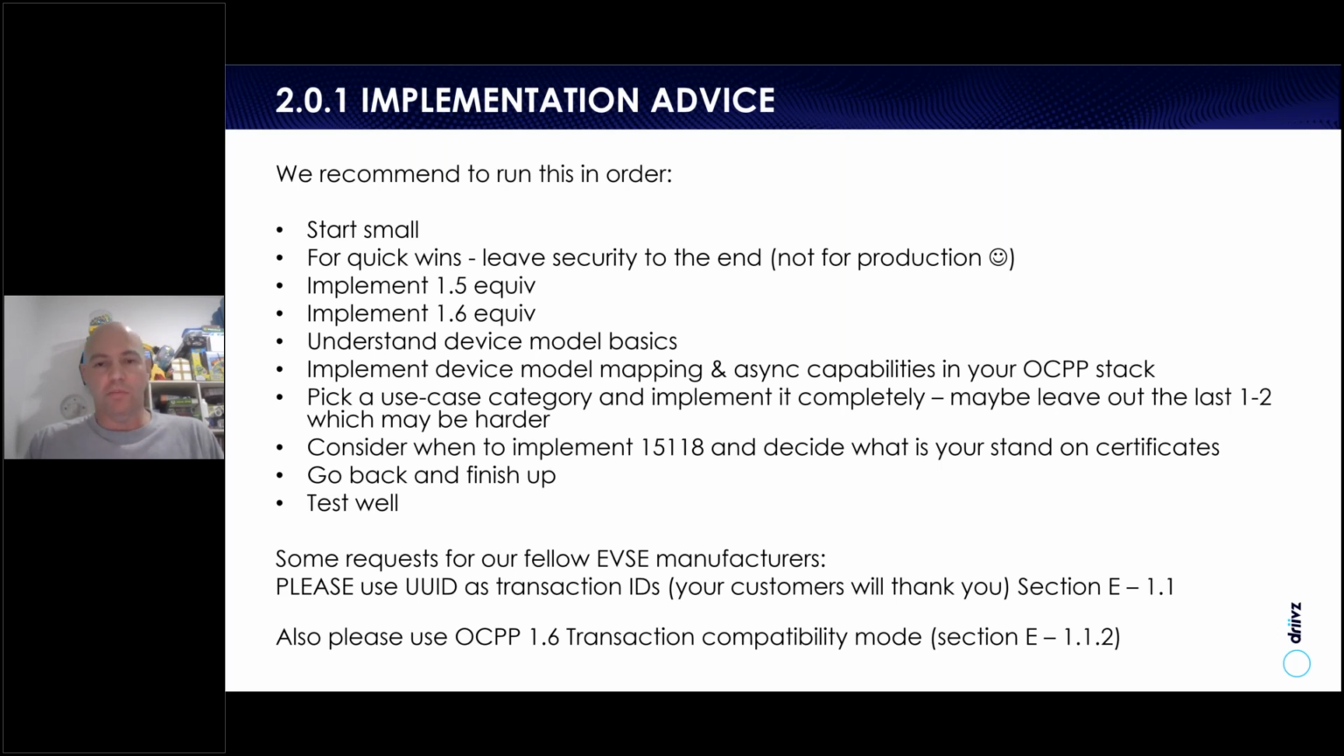But then once you have that basis and you have the OCPP 2.0 equivalent to 1.6, so to speak, then what we recommend is that you pick a use case category from the OCPP spec and implement it start to finish, because then you don't need to do context switches and you're not wasting time moving from subject to subject. You can probably leave out the last one or two items in each category till the very end, because those might be a little bit harder.